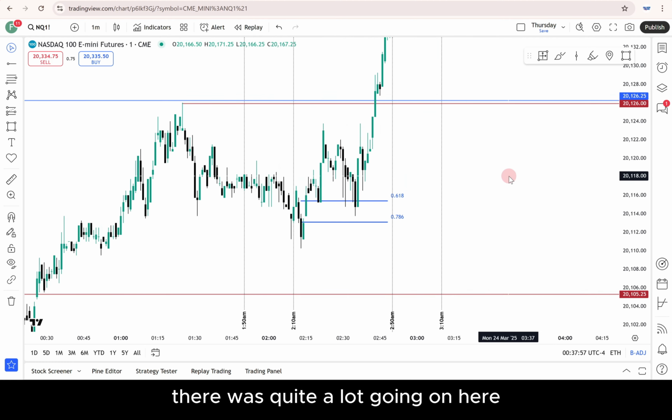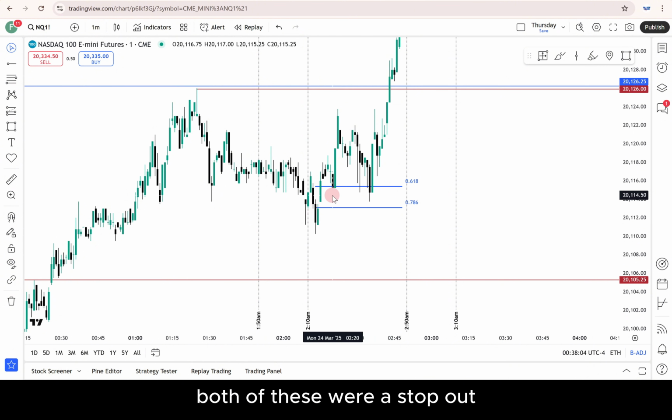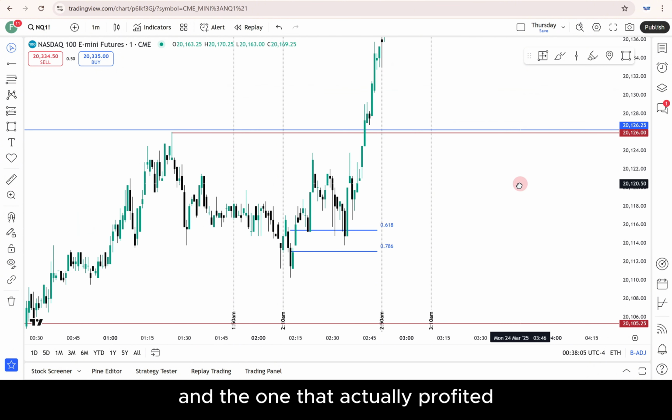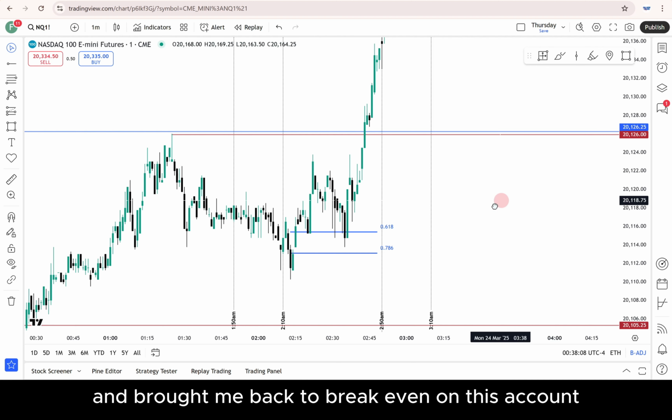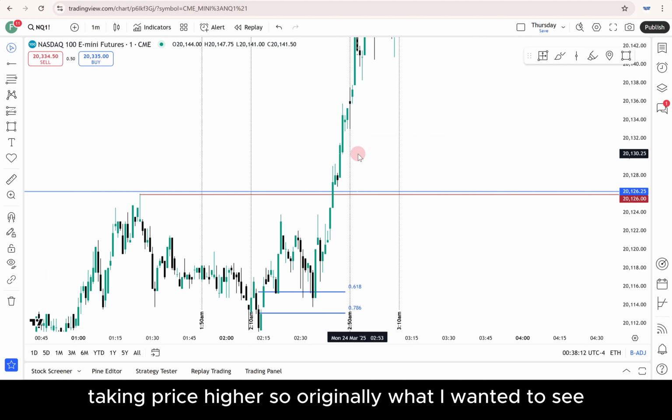There was quite a lot going on here, but long story short, I took two shorts or one short and then one long. Both of these were a stop out, both reduced stop out. And the one that actually profited and brought me back to break even on this account was a long position from here, taking price higher.